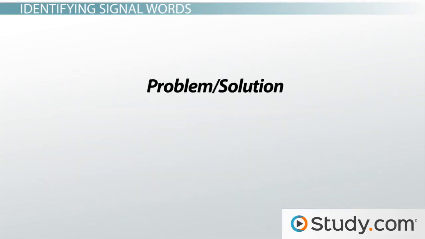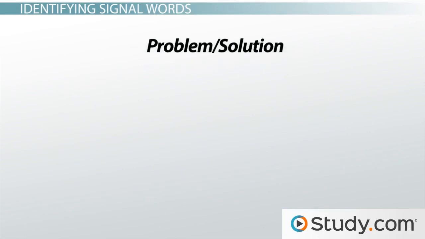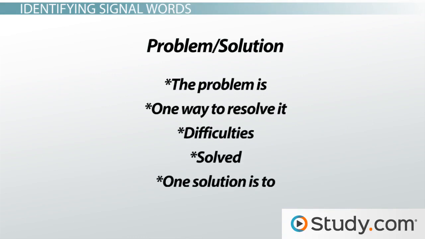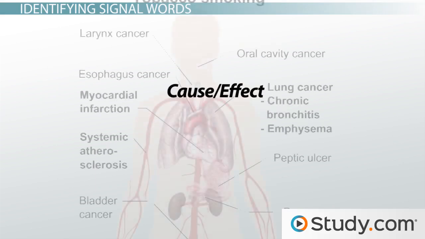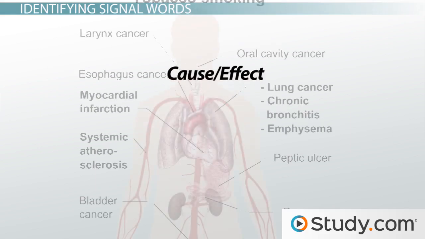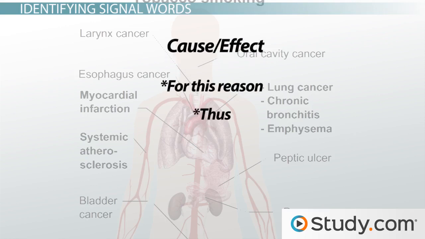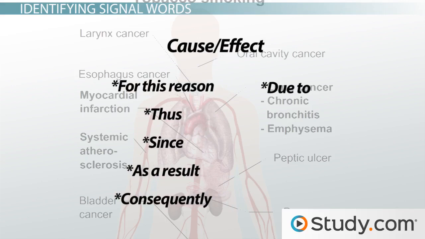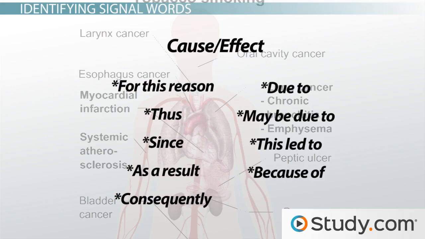In the problem-solution structure, specific words or phrases to look for include the problem is, one way to resolve it, difficulties, solved, one solution is to. The cause-effect organizational structure typically uses words like for this reason, thus, since, as a result, consequently, due to, this led to, because of.